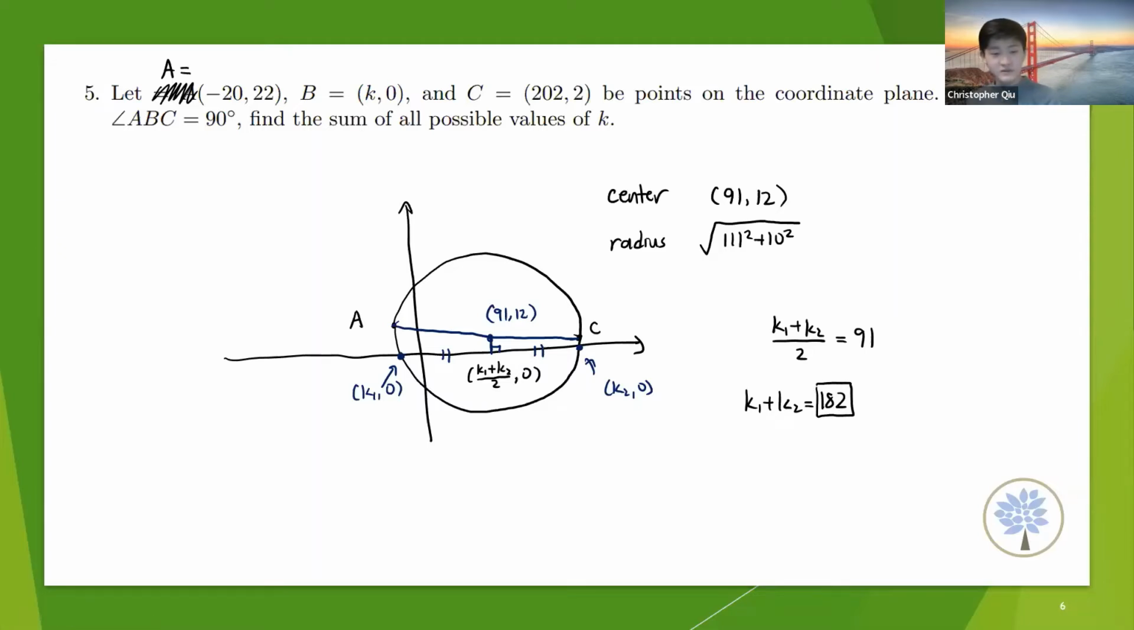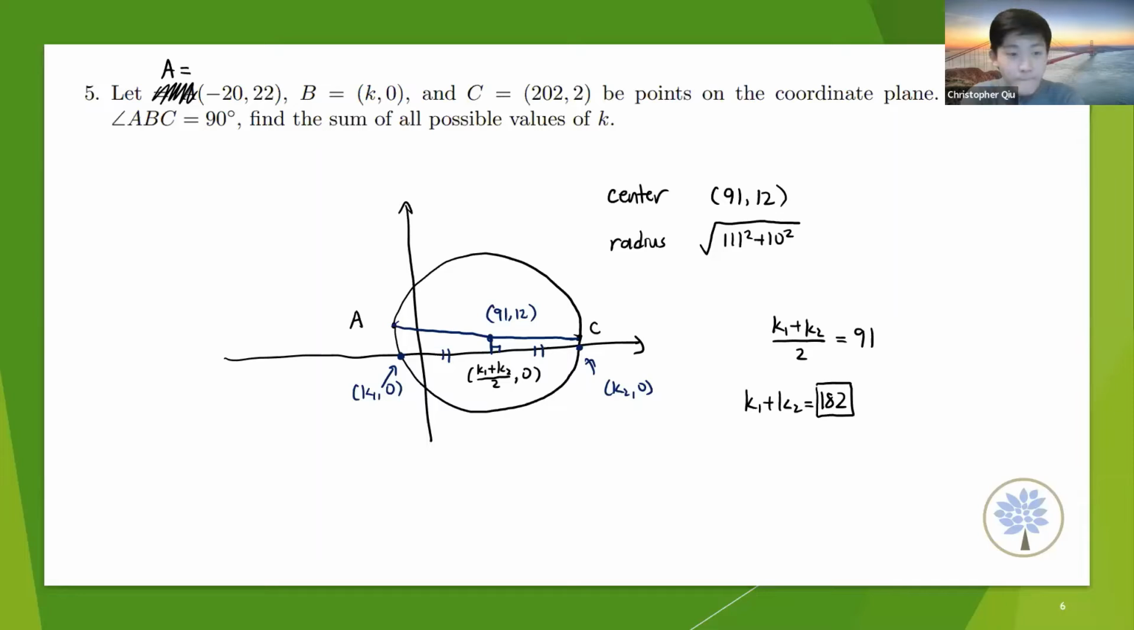So the main idea here is to characterize where the point B could possibly be. And we find out that this point B, since the angle ABC is 90 degrees, has to be on the circle with diameter AC. And then the rest is just constructing some stuff and some simple algebra. So that's it for problem 5.